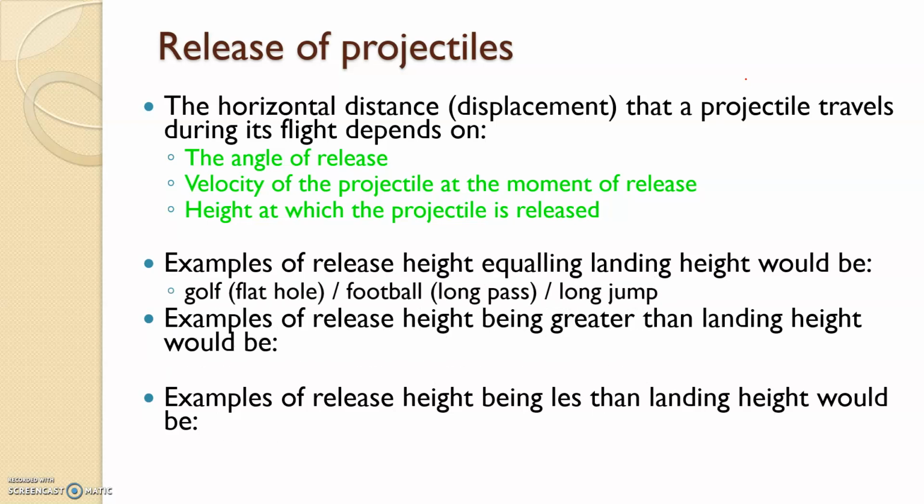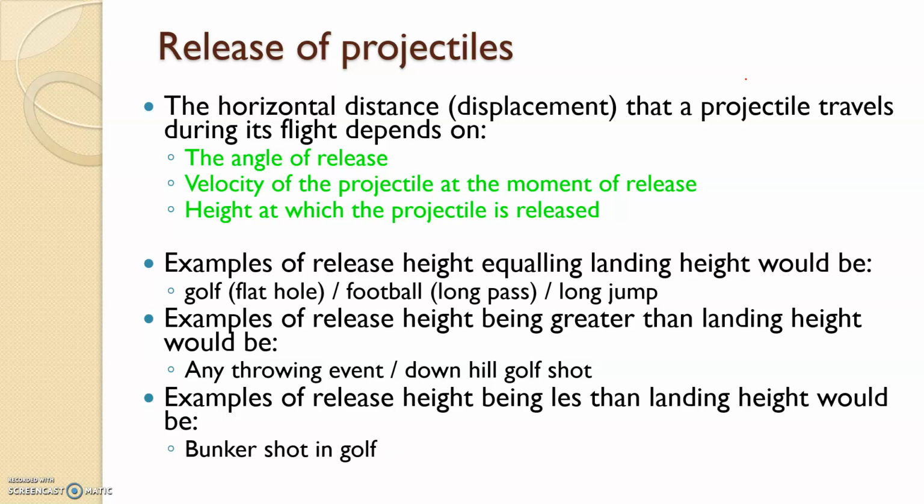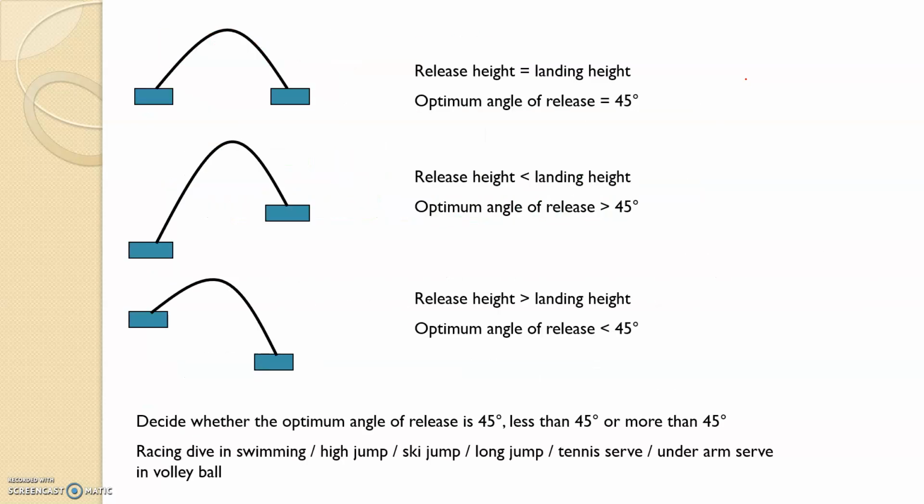So if the height of the release and the landing height are the same, for example, a flat hole in golf or a football long pass, we need to understand how the release angle impacts this. We need to understand how the release height, if it's greater than the landing height, would be impacted. For example, a discus or a shot put or javelin, any of those kinds of throwing activities, or whether the release height is less than the landing height. So a bunker shot in golf where you're effectively below the ground. So for each different scenario, we need to have a different release angle. Okay, so if you need to understand this in more detail, please pause the video.